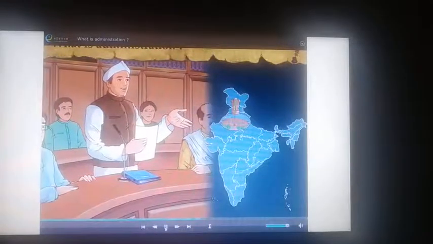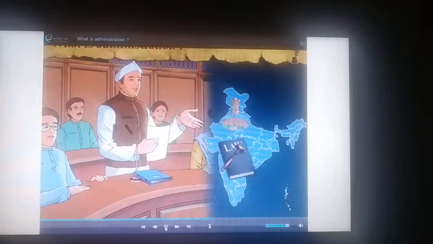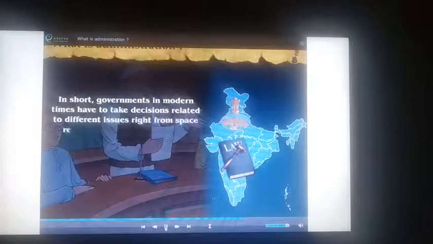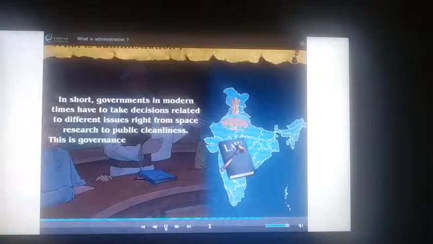Government has to bring about desirable changes in the society by implementing laws. In short, governments in modern times have to take decisions related to different issues, right from space research to public cleanliness. This is governance or administration.